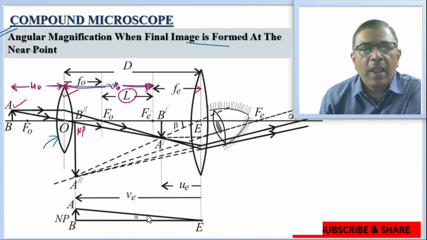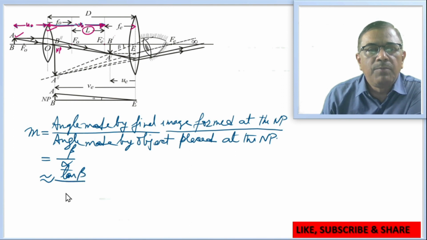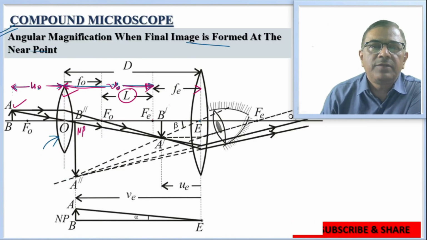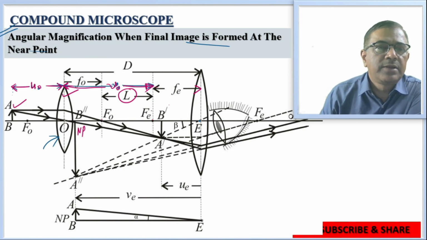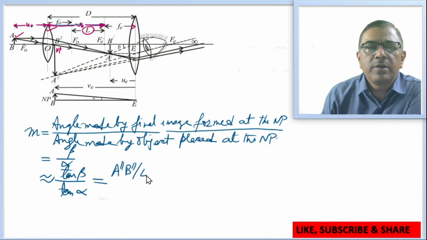And alpha is already small. I guess you already know that. Over here, this can be rewritten as tan beta by tan alpha. Let's try to find out the values of tan beta and tan alpha. As you see in this diagram, tan beta is equal to A''B'' by EB''. So over here, this is equal to A''B'' upon EB''.